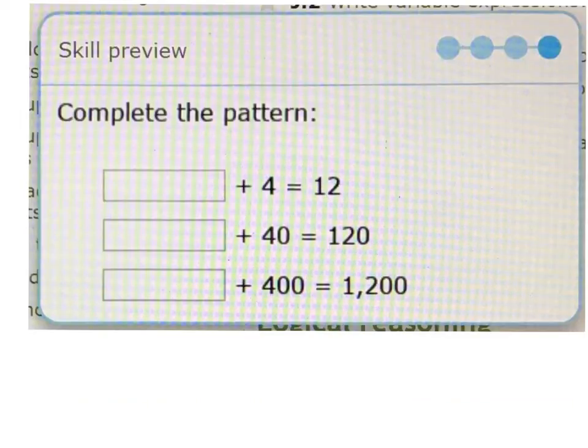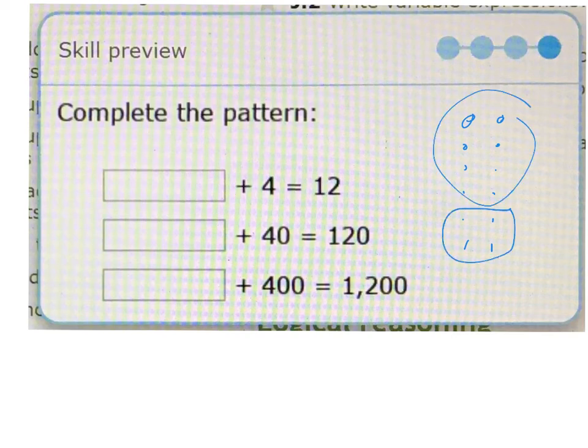Same concept, last example here. What plus 4 equals 12? I love this because it's getting you to think algebraically already. What is that missing variable? If you can't figure it out, draw a picture. Okay, I have 12 dots. 1, 2, 3, 4, 5, 6, 7, 8, 9, 10, 11, 12. If I have the 4 here, what's left here? 8. So 8 plus 4 equals 12.